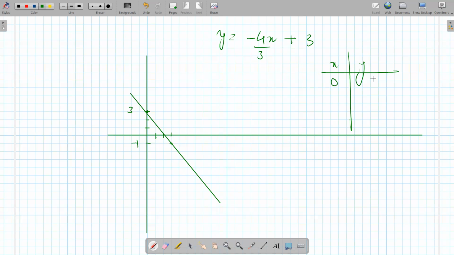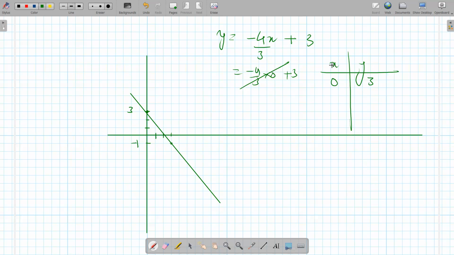Again, look at this. When x is 0, what's y? It'll be 3. You don't even have to do any math because by definition, y-intercept is when x is 0. You see that? Algebraically, it's going to be -4/3 times 0 plus 3. And this entire thing is 0. Anything times 0 is 0. So plus 3, you just have a 3.